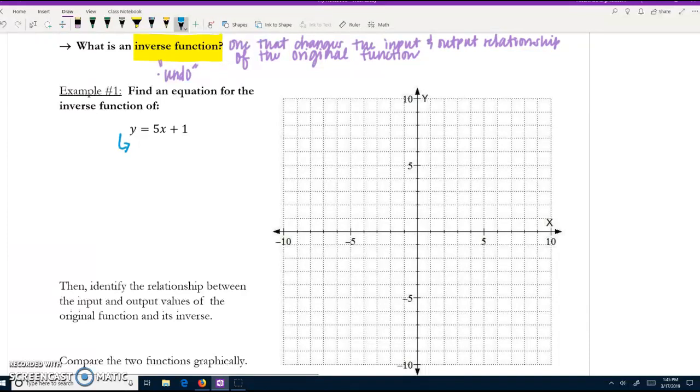So instead of saying y is equal to 5x plus 1, I'm going to say x is equal to 5y plus 1. And then that's actually already my inverse function, but what I want to do is get y by itself, so it reads the same way my original function does. So to get y by itself, I'll subtract over 1. So I'll have 5y is equal to x minus 1, and then I'm going to divide both sides by 5. So I'll have x over 5 minus 1 over 5 is equal to y.